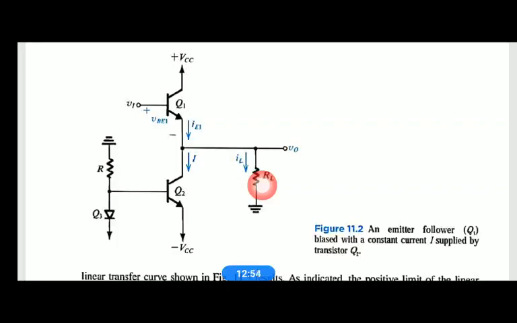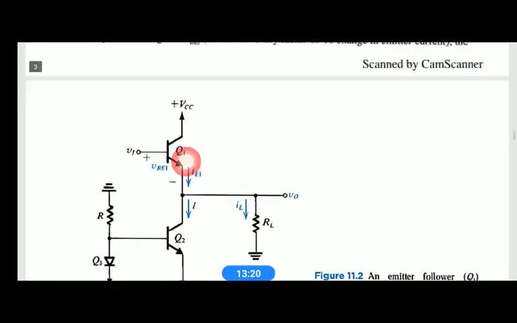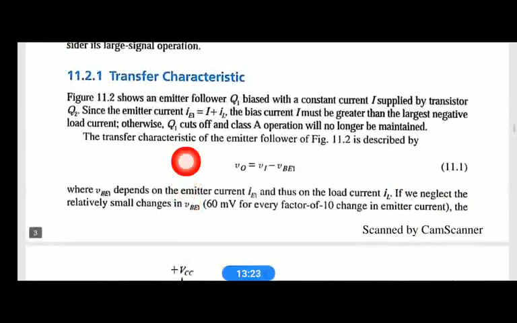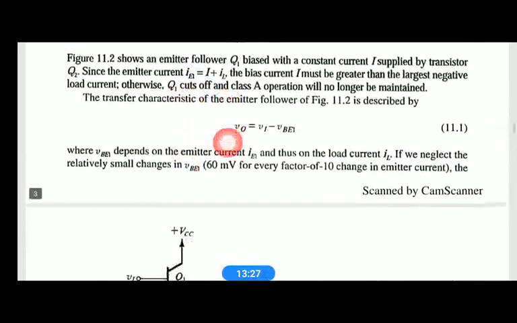Here you see transistor Q2 provides a biasing current I, and transistor Q1 provides the current IE1, right? The load current and biasing current, if you sum together, you will get the current flowing at the emitter of transistor Q1. So we can say the total current IE1 is equal to I plus IL.